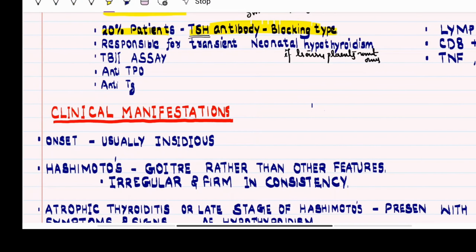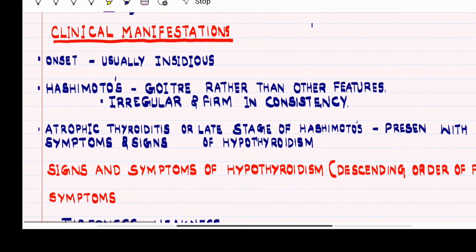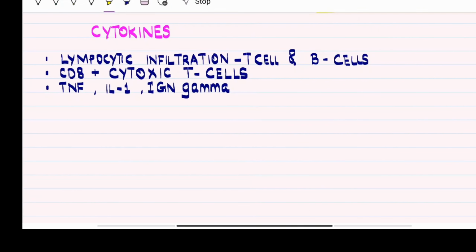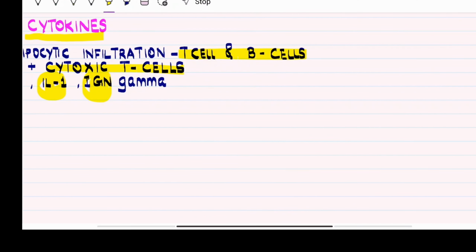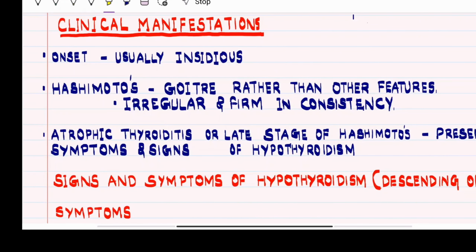Then we have anti-TPO and anti-thyroglobulin immunoglobulins. The cytokines include the lymphocytic infiltration of T and B cells, the CD8 plus cytotoxic T cells, and cytokines like TNF, interleukin 1, and interferon gamma. It is associated with increased thyroid gland apoptosis.